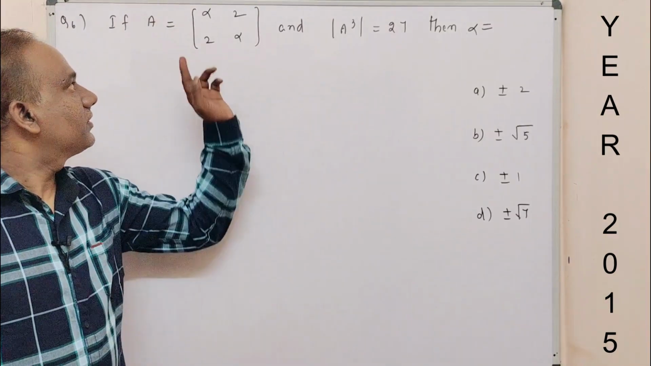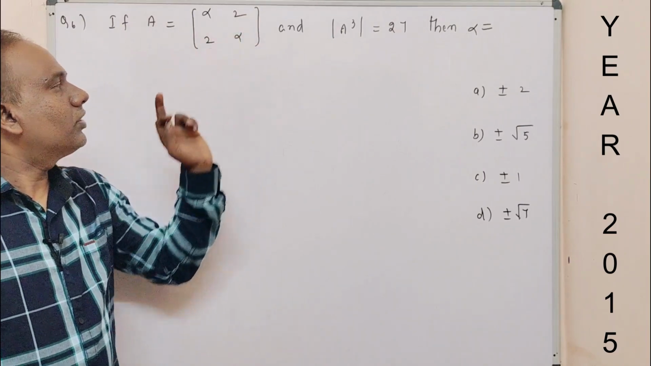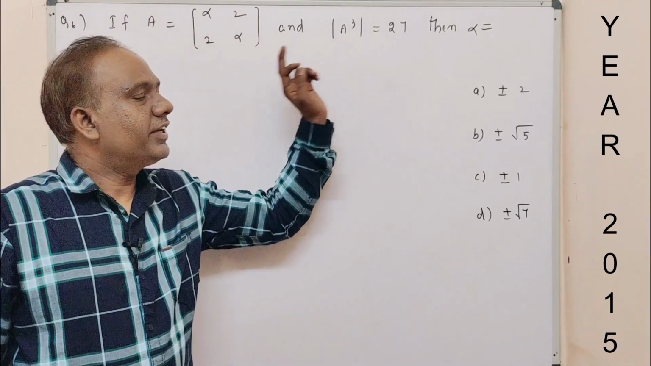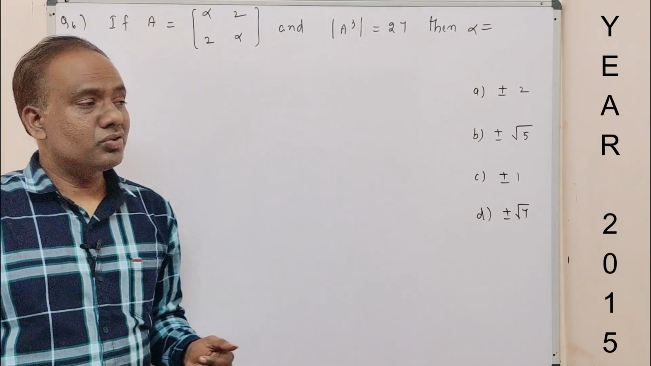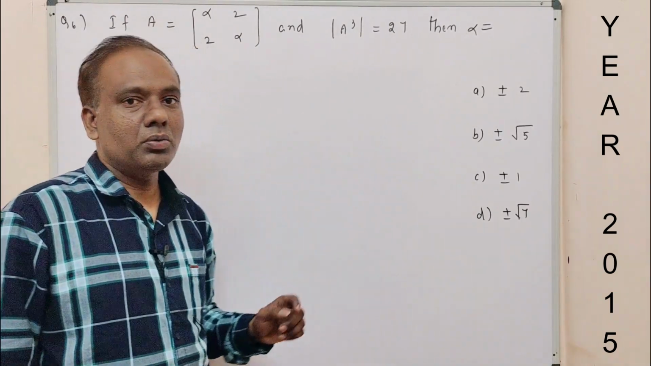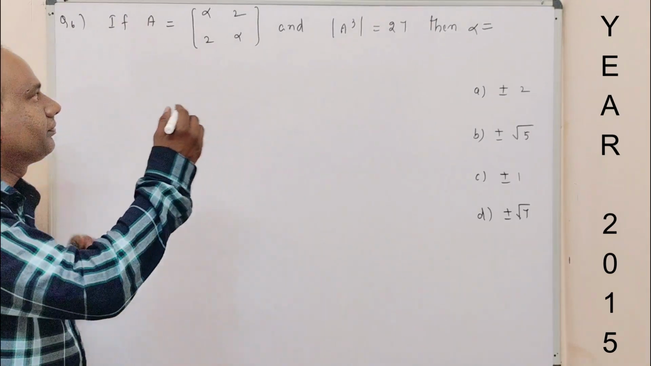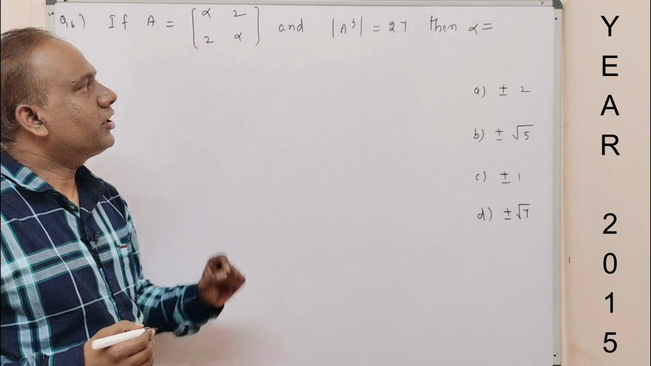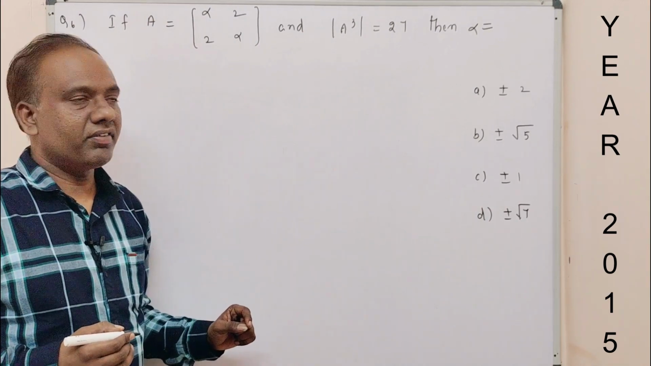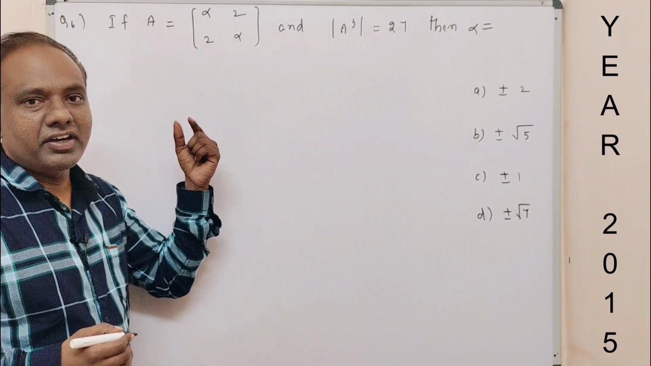Here the question is, A is equal to [alpha, 2; 2, alpha], and the determinant of A cube is equal to 27, then alpha is equal to what? These are the options. So the determinant of A cube is equal to 27. Now here we actually need the det A value.